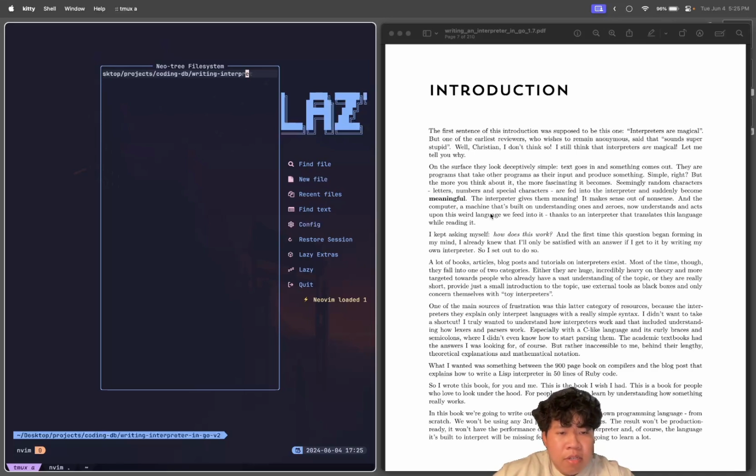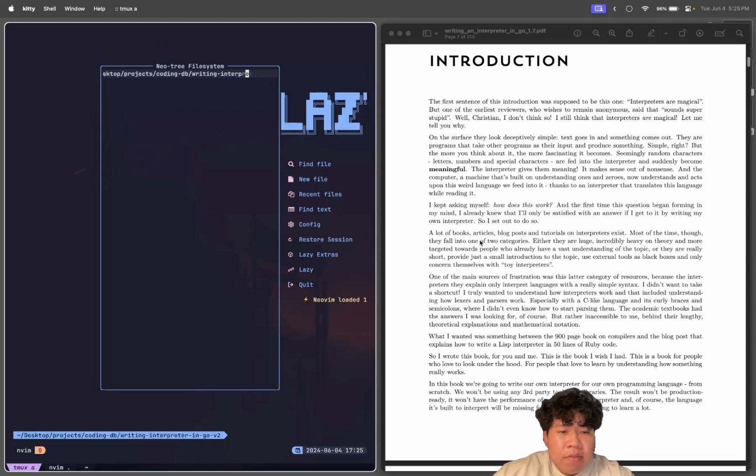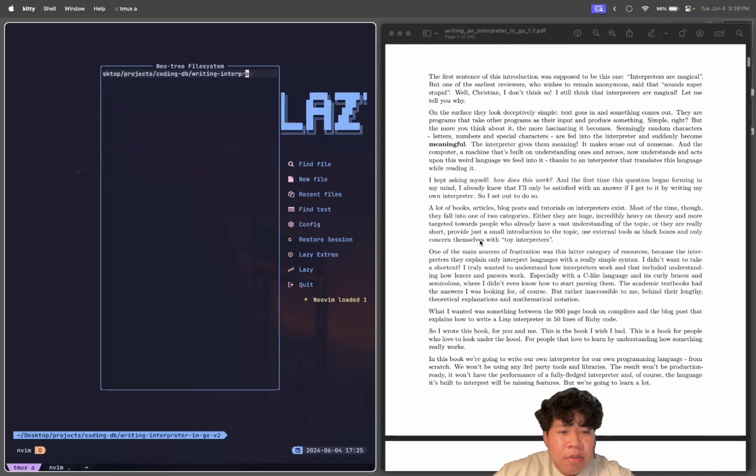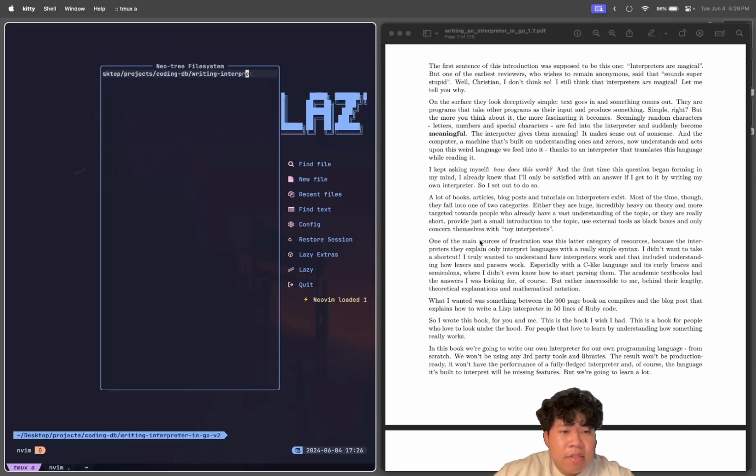The computer, a machine that's built on understanding ones and zeros, now understands and acts upon this weird language we feed into it, thanks to an interpreter that translates this language while reading it. I kept asking myself, how does this work? And the first time this question began forming in my mind, I already knew that I'd only be satisfied with an answer if I got to it by writing my own interpreter. So I set out to do so.